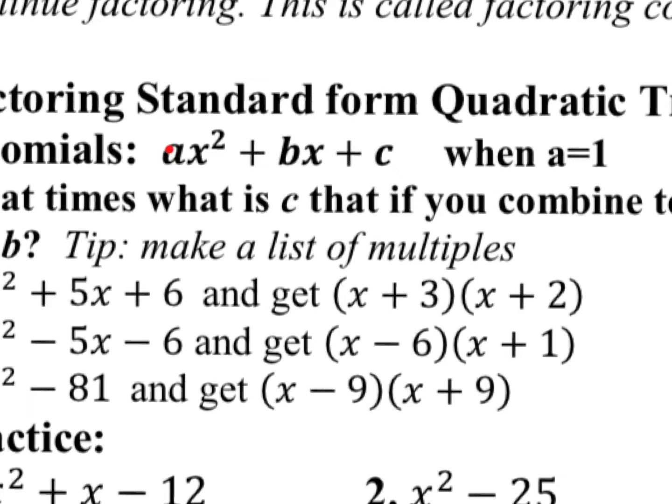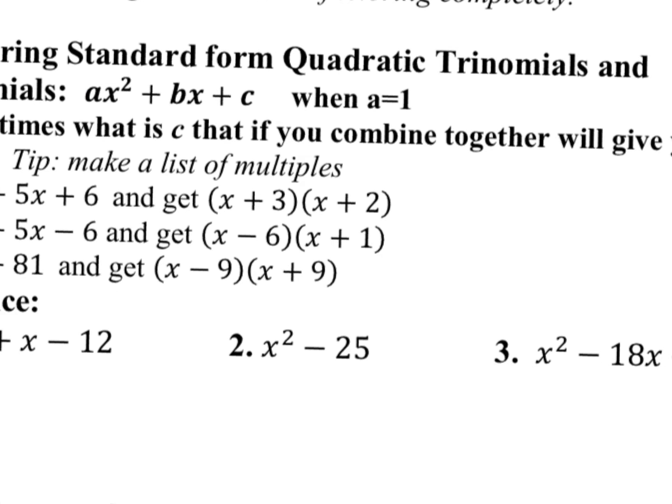If the a value is 1, you're not going to see a 5. You're not going to see a 3. You're just going to see x squared with no number right here. Right? So when your a value is 1, maybe you want to highlight this or underline this. When a is 1, you could use this format.